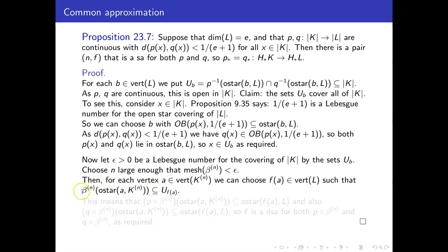And so this set here, this image under beta n of the open star, is going to have radius at most epsilon, and so it's going to be contained in one of the sets of this open cover by these U's. So we can choose a vertex FA with the property that this set is contained in U subscript FA. And so let's just recall what that means.